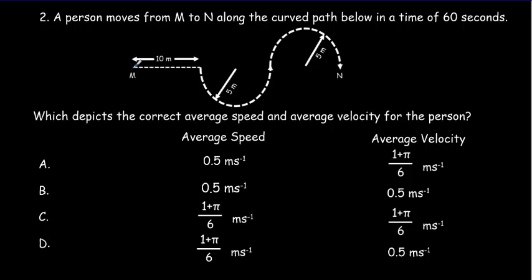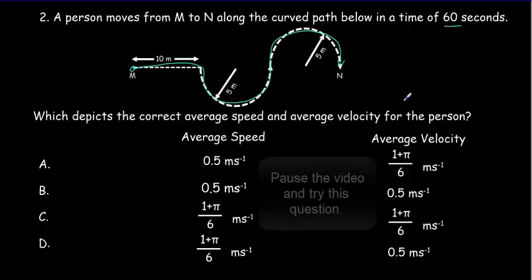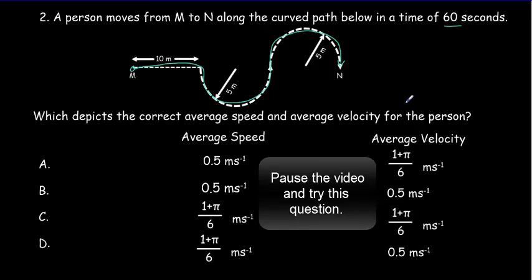Okay, question 2. So we've got a person that moves along this path here from M to N, and they do so in a time of 60 seconds. We want to find out the average speed and the average velocity. Pause the video, try the question, come back for the answer.